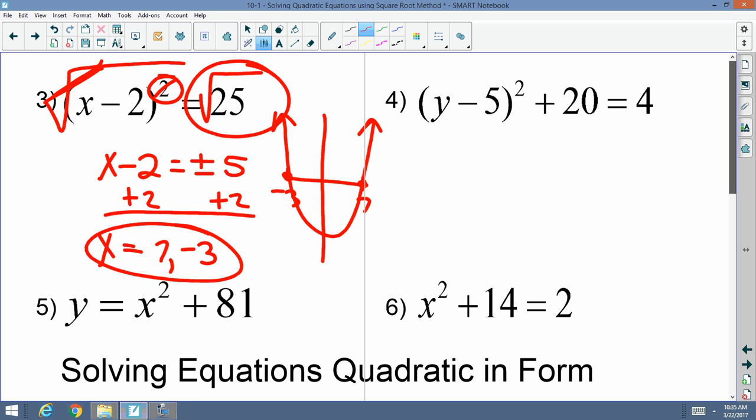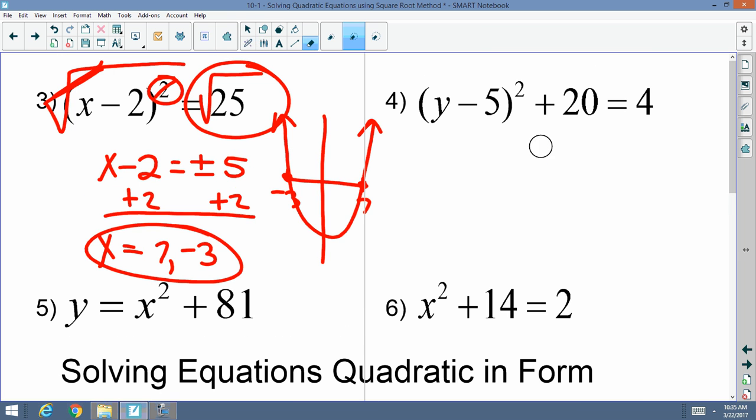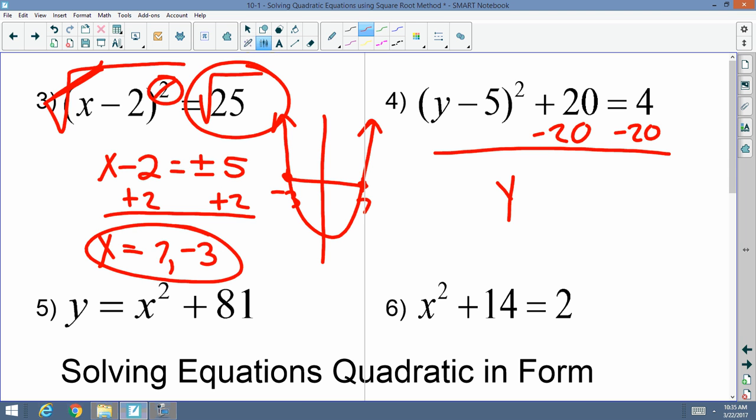Just like anything, guys, I always want to try to get things alone. We've talked about solving radical equations already, and we learned we want to get radicals and or powers alone. So the first thing I'm going to do is subtract 20 from both sides. Now I have y minus 5 squared equals negative 16. What do I do? We do not square both sides, because when you square a power of 2, you're now raising it to the 4th power. And you can square root it.